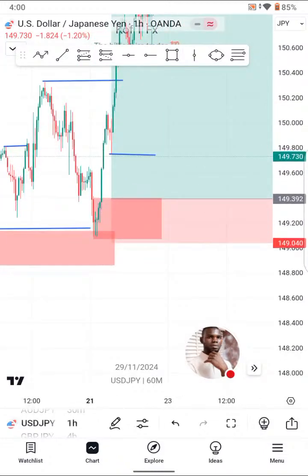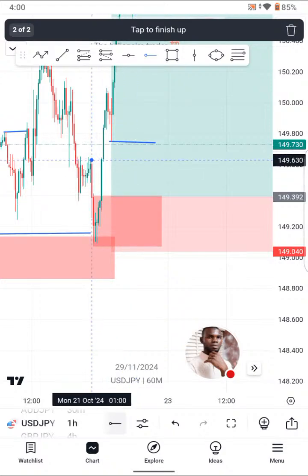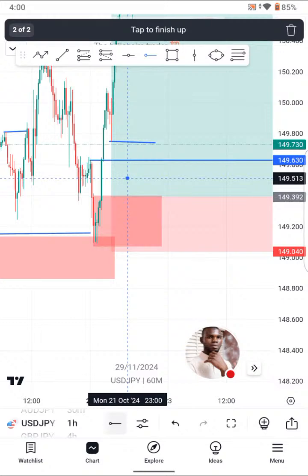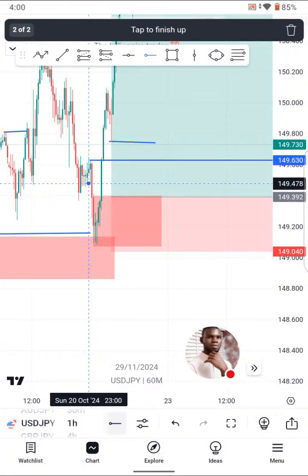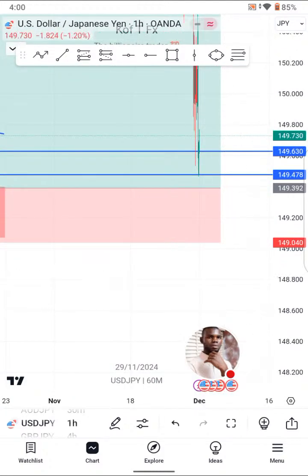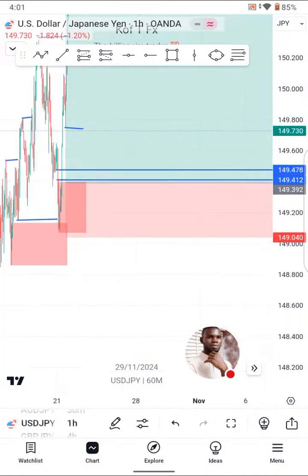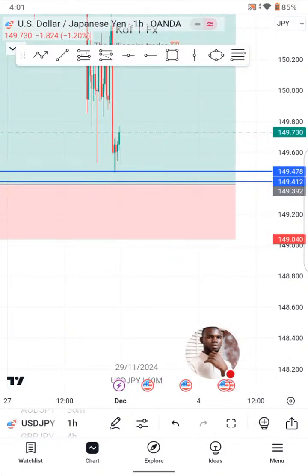Okay, right now price is reacting to this. Let me see if it is reacting to this breaker block. Yeah, okay. Price is... can you see the FVG? So that's where price is reacting to. Double FVG. That is where price is reacting to.